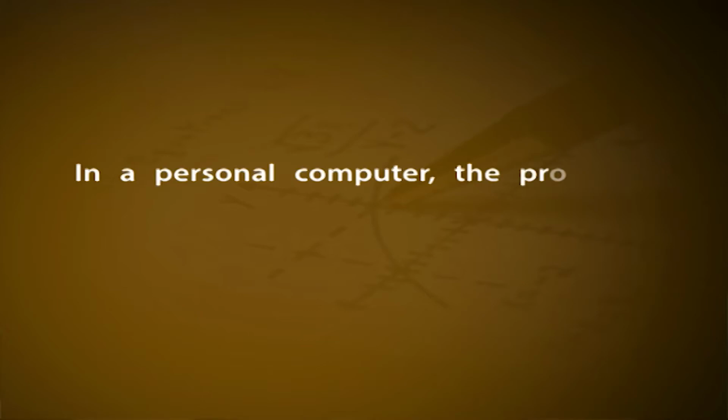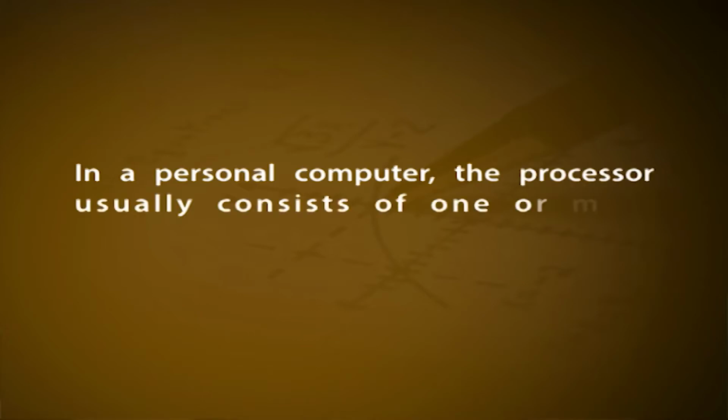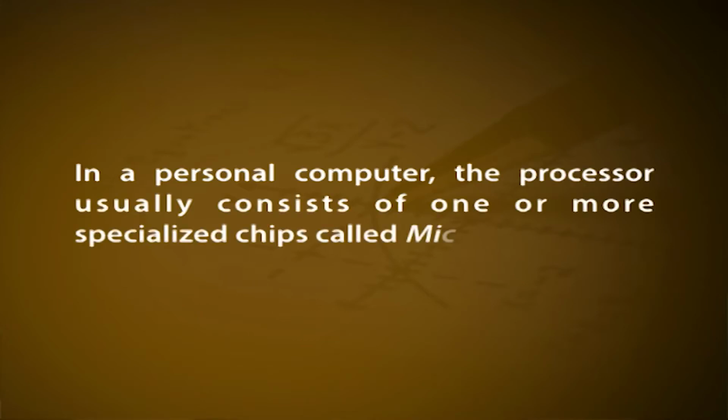Processing devices. The transformation of raw data into information is called processing. To perform this operation, the computer uses two main components, the processor and memory. The processor or the central processing unit or the CPU is the brain of the computer. In a personal computer, the processor usually consists of one or more specialized chips called microprocessors. The microprocessor is plugged into the computer's motherboard.